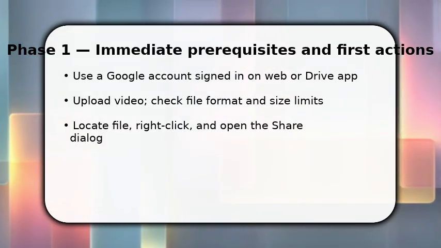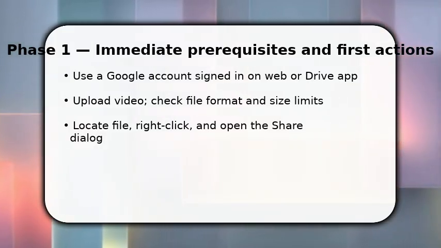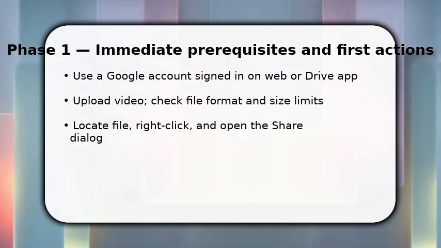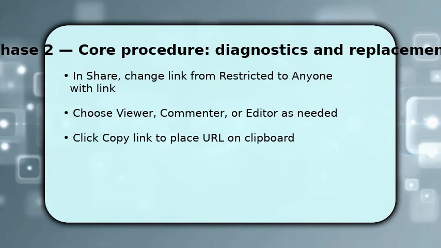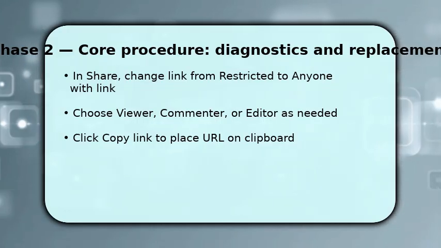You need the Share dialog visible because the next step changes who can view the file, and that directly creates a usable link. Now, change the link setting from restricted to anyone with the link so viewers won't need permission. You choose Viewer for streaming-only access. Pick Commenter or Editor only if you want collaboration.